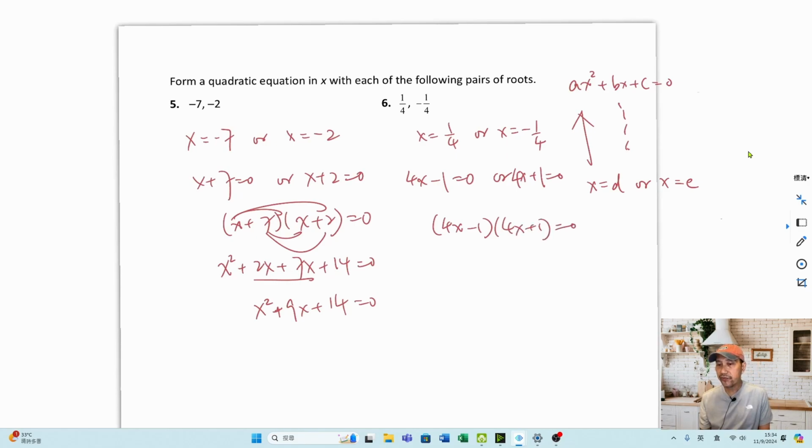Okay, now it's in the form of a minus b times a plus b. So we can use the result of a squared minus b squared. So a squared minus b squared. Now pay attention that you need to write the bracket. 4x squared is 4x times 4x. So 16x squared minus 1 is 0.